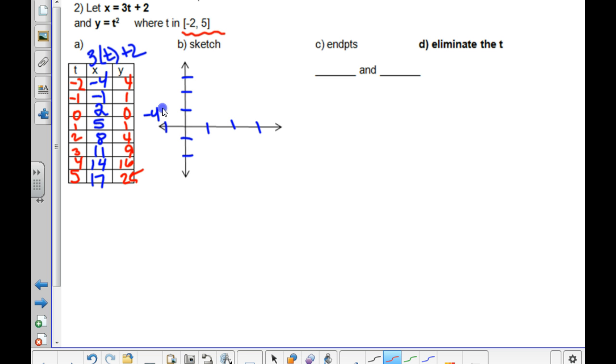So -4, 4 would be up here. -1 would be down here somewhere. Over 2 and up 0 would be here. Am I doing this right? This seems kind of funky. Over 5 and up 1. Over 8 and up 4. Over 11 and up 9.